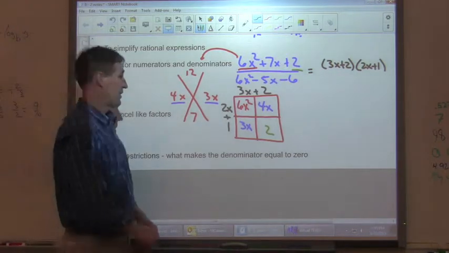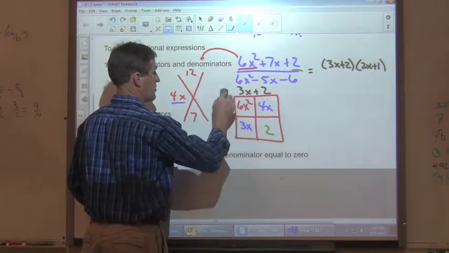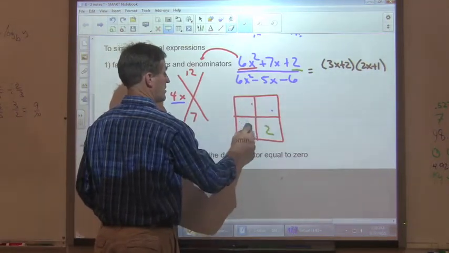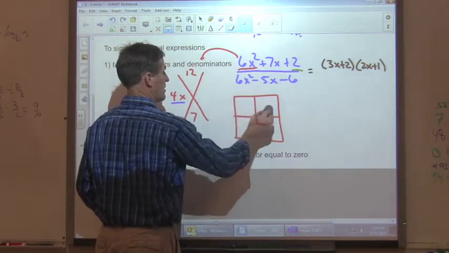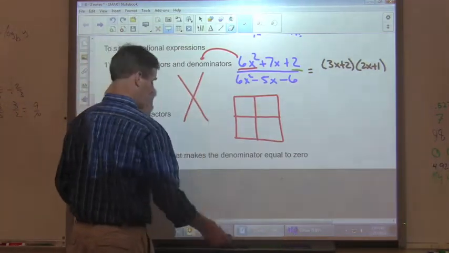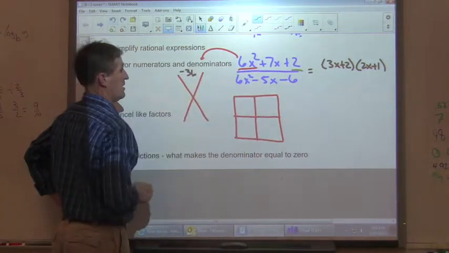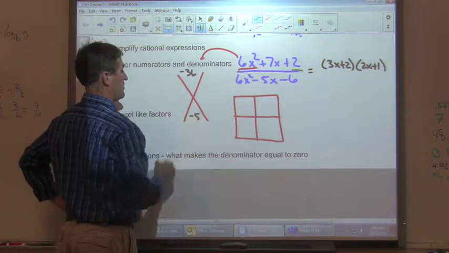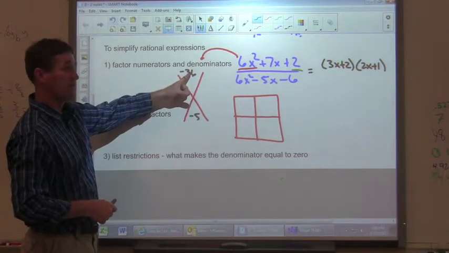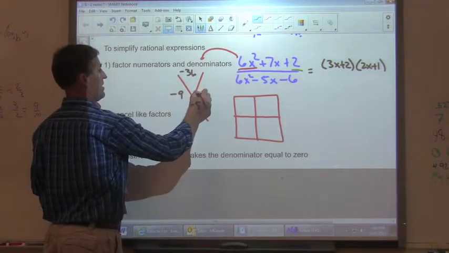Now let's go to the denominator. So I'm going to go ahead and just erase this stuff. So again, we multiply, we get negative 36, and we get negative 5. So now we have to find the factors that multiply together to give you negative 36, and add up to give you negative 5, and those would be negative 9 and positive 4.